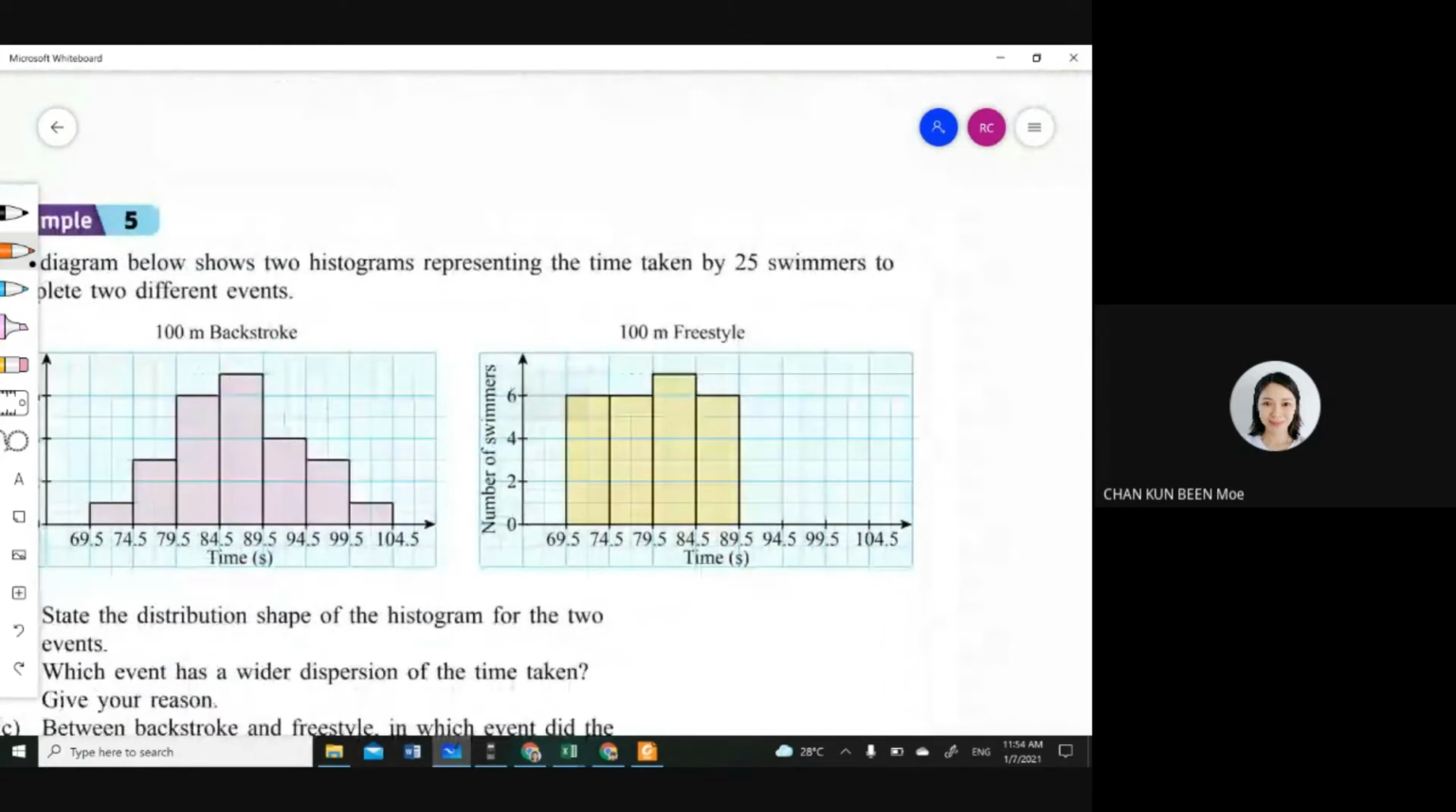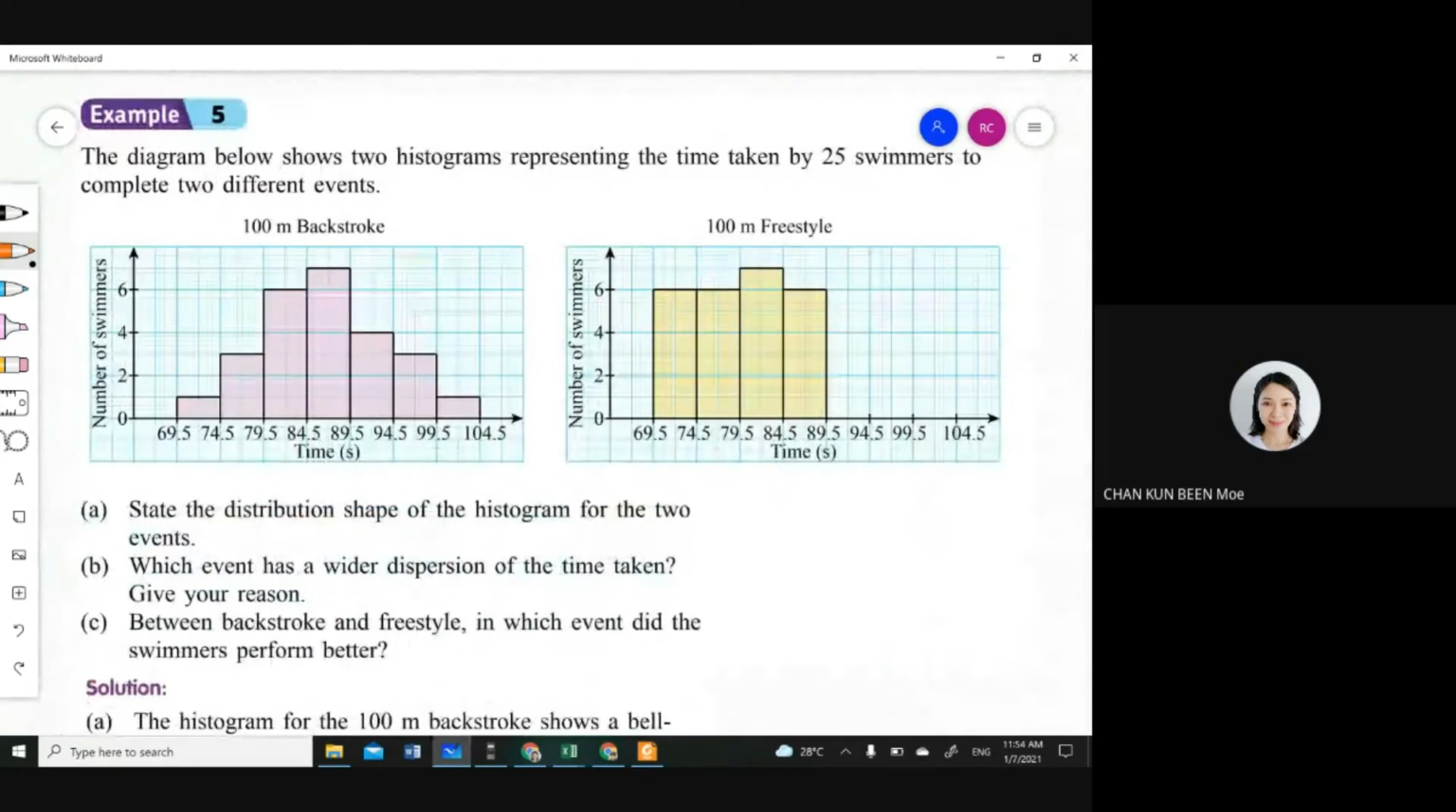We need to interpret the data over here. So you look at the example here. The diagram below shows two histograms representing the time taken by 25 swimmers to complete two different events. The first event is the 100-meter backstroke.